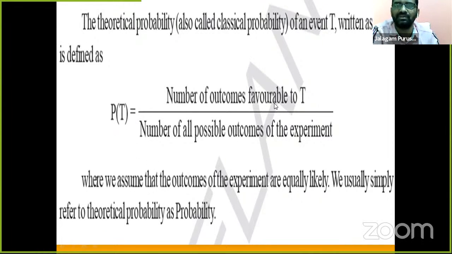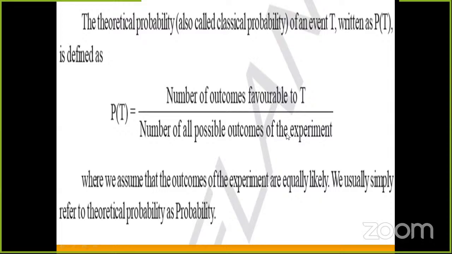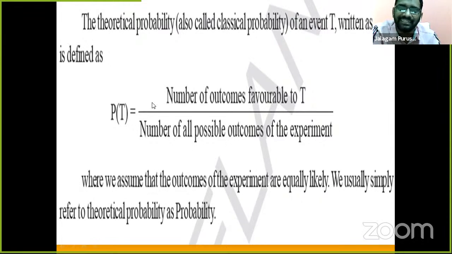So P of E is equal to the number of outcomes favorable to E divided by the total number of possible outcomes. So children, this is a very, very important formula. Please practice this. Using this formula, we may do so many exercises, children. So you must write down these exercises and also please learn about this.